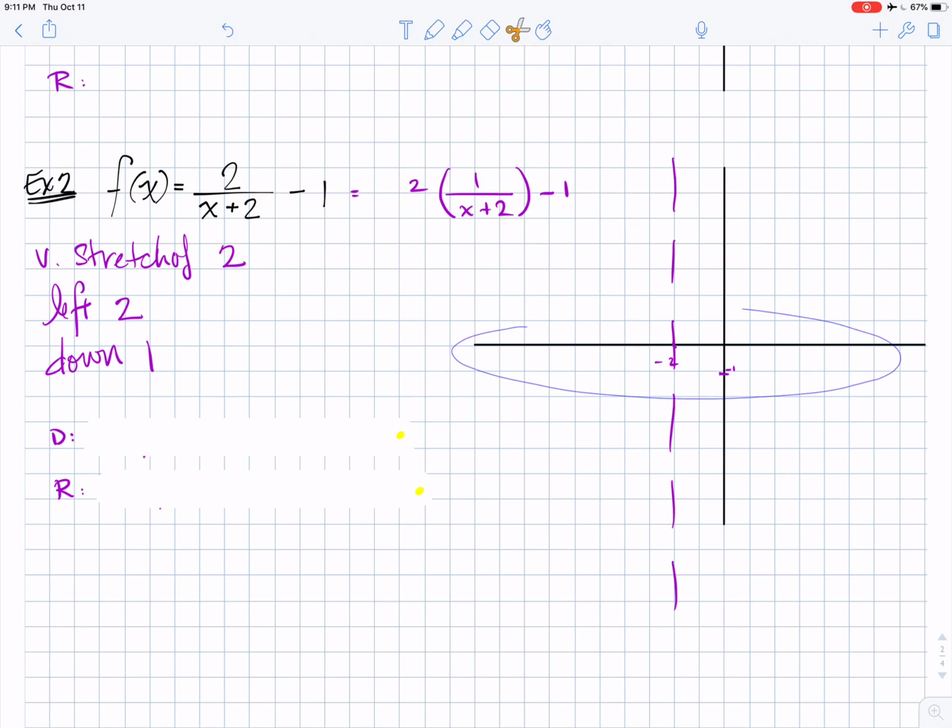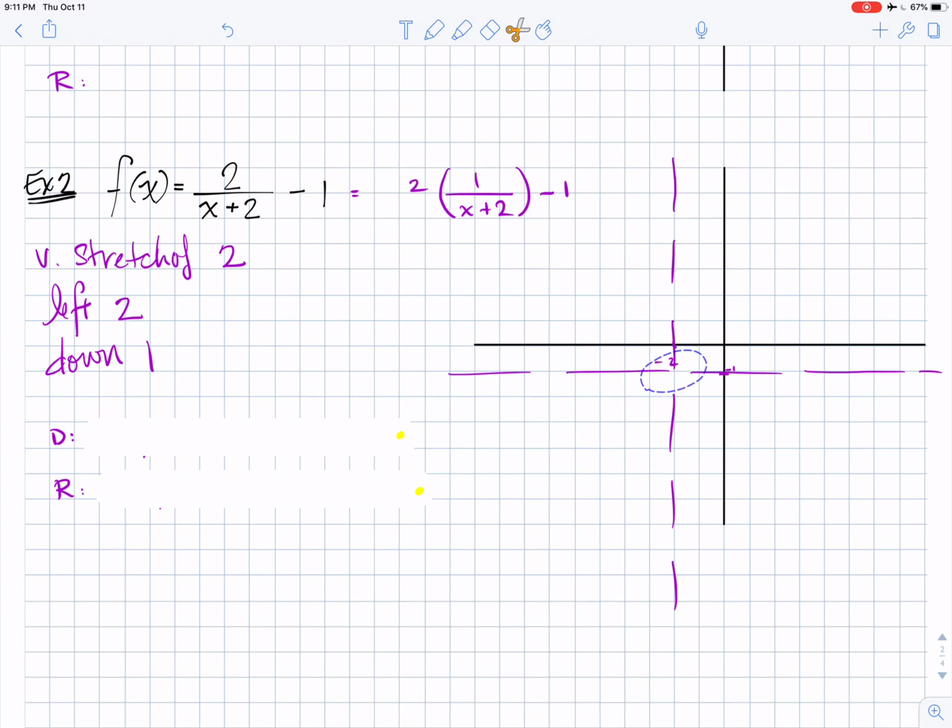Secondly, this is your horizontal asymptote from the parent. If you stretch that, it looks no different. If you move it to the left, it looks no different. But if you move it down 1, it does look different. So let's go ahead then and draw the horizontal asymptote. The intersection of those two asymptotes is going to be my new origin. And so now I'm ready to draw my graph.